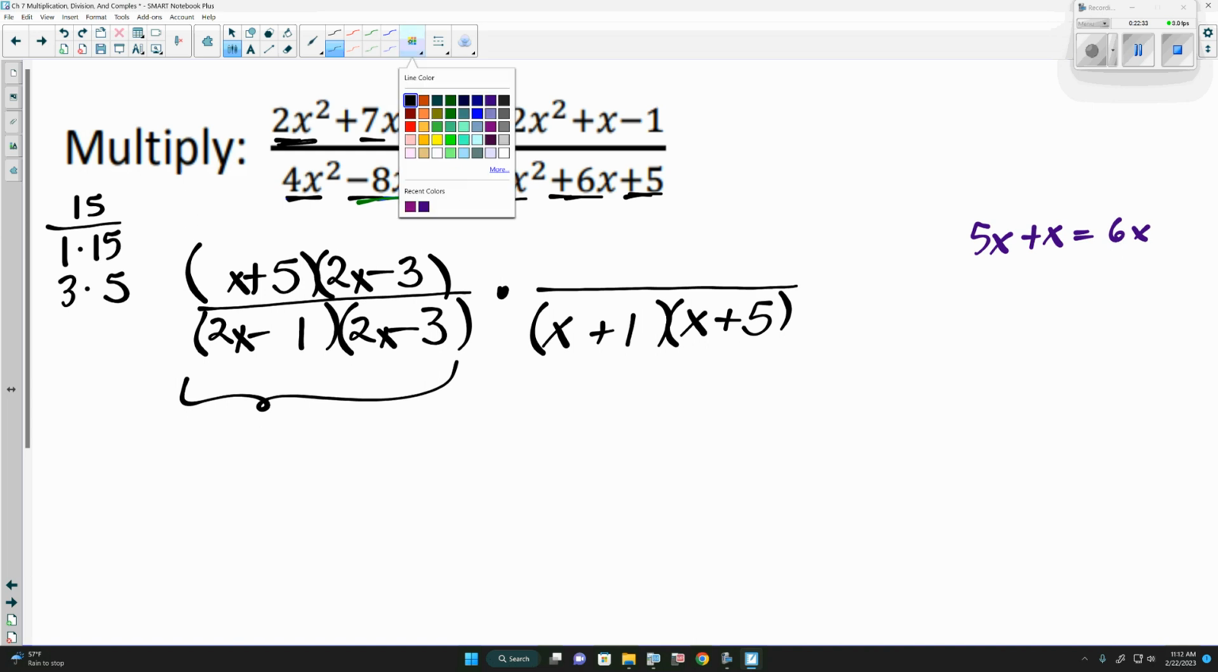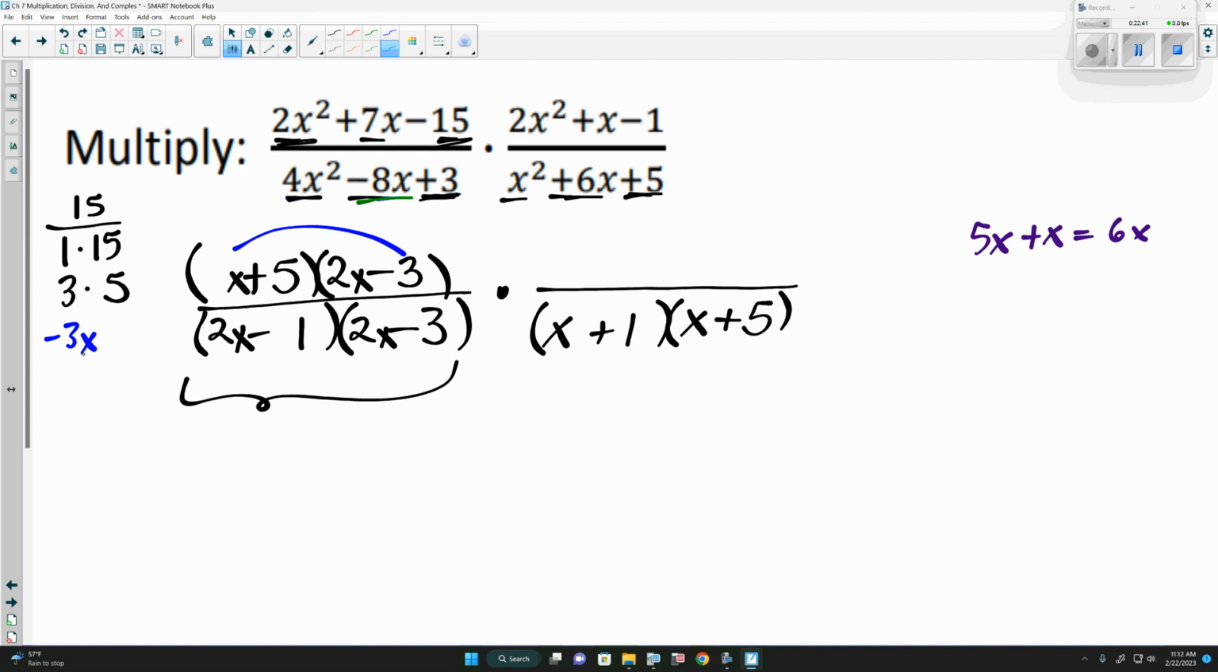Now we can check this to make sure that this does work. x times negative 3 is negative 3x. 5 times 2x is plus 10x, and negative 3x plus 10x is positive 7x, which is the middle term we wanted.